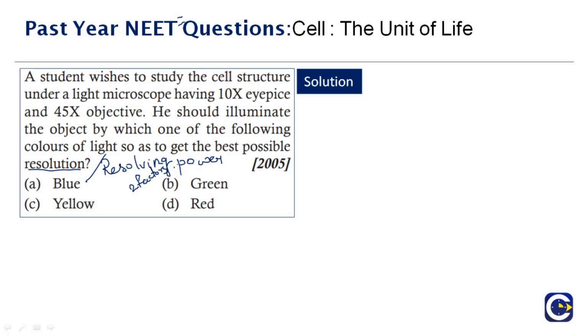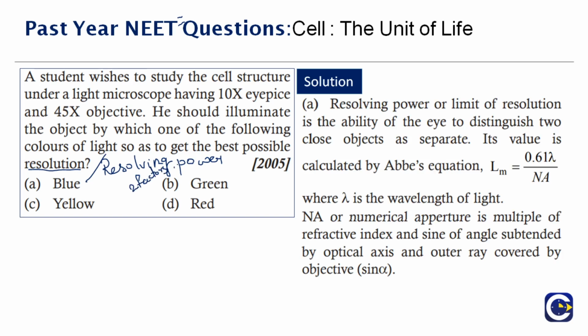Now you have four options here: blue, yellow, green and red. To your right side you can see a small calculation here. Resolving power, or limit of resolution, is the ability of the eye to distinguish two close objects as separate. Though they are placed at a very close distance, your eyes should have the tendency to distinguish the two close objects. For that you will use Abbe's equation. The equation is given here: L sub m equals 0.61 lambda divided by NA. NA stands for numerical aperture, and lambda is the wavelength of light.